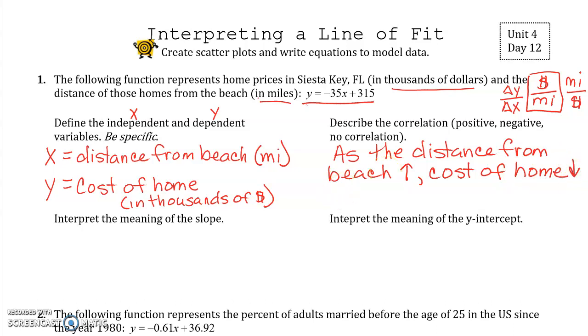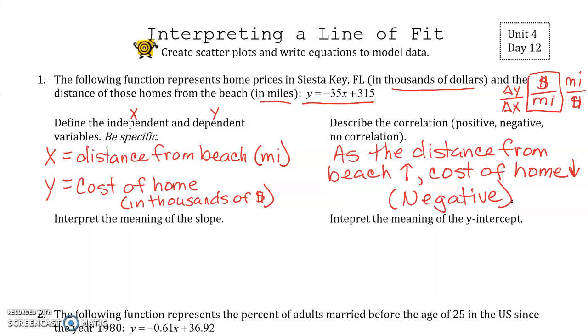Goes down. Okay? So this is what we would refer to as a negative correlation. As one variable is increasing, the other variable is decreasing. All right, over to the slope. Interpret the meaning of the slope.